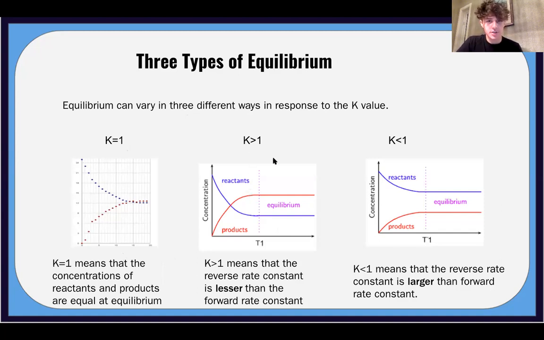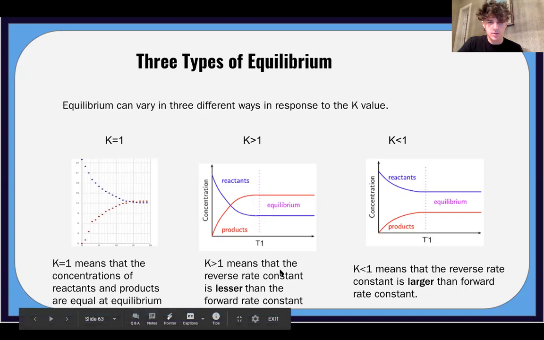And where K is greater than 1, the product spikes over the reactants and the reactants go below the products, and at equilibrium, the graph should look like that. And this essentially means that the reverse rate constant is less than the forward rate constant.